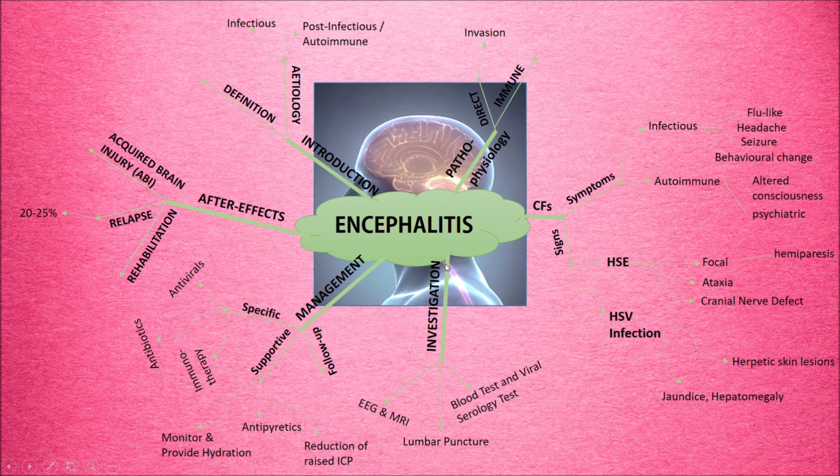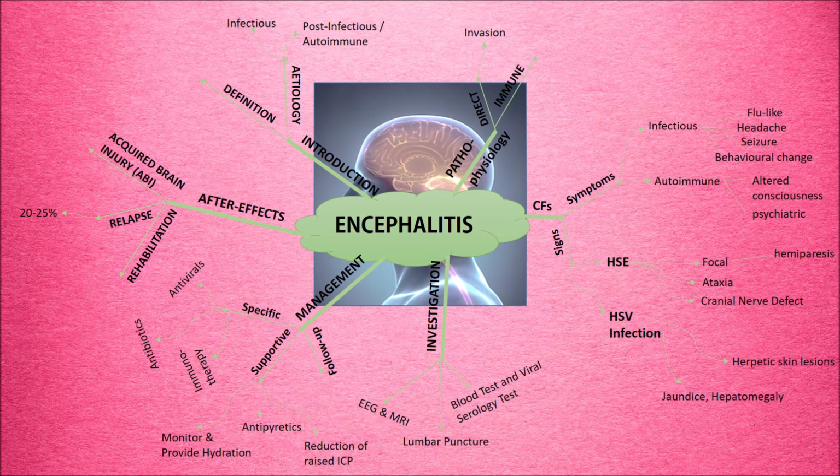Let's move on to the pathophysiology of encephalitis. It involves two mechanisms. The first mechanism is known as primary encephalitis, which involves direct invasion of the brain by organisms such as viruses or bacteria. The second is secondary encephalitis, also known as immune-mediated encephalitis, and this usually occurs when the immune system mistakenly attacks healthy cells in the brain in response to an infection elsewhere in the body.